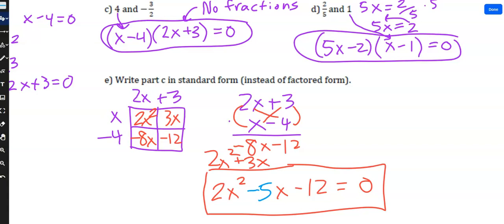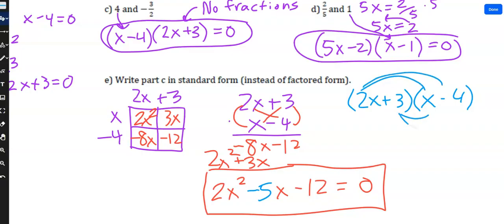Okay? Or if you just like drawing arrows, like some people will literally just take the 2x plus 3 and the x minus 4, and they like to draw these two arrows, figure out that, draw these two arrows, figure out that, and add like terms. That's a good strategy too. It's all up to you what you want.